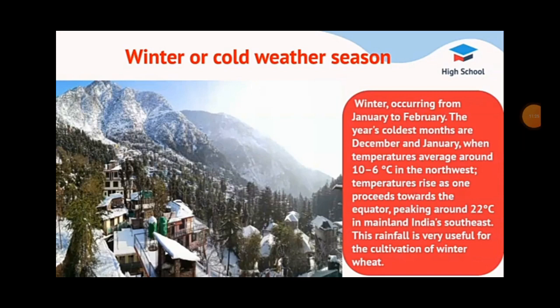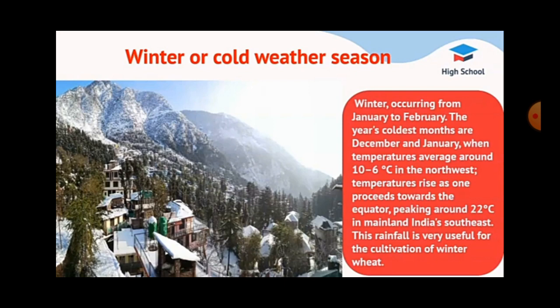Winter or cold weather season. During this period, the vertical rays of the sun fall over the Tropic of Capricorn, which is far away from India.